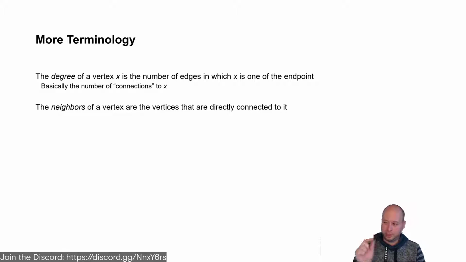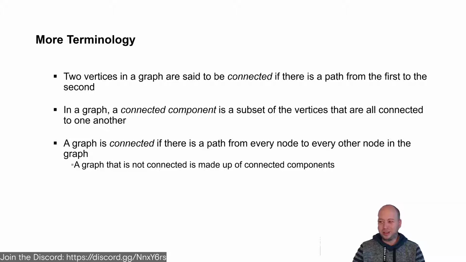So if you can imagine a vertex with a bunch of edges, the degree is how many edges are connecting to that vertex. And the neighbors of a vertex are the vertices that are directly connected to it. So these are the vertices that are adjacent to this vertex. A lot of this terminology is pretty intuitive, so don't worry so much about knowing all of it, because a lot of it makes sense, right?